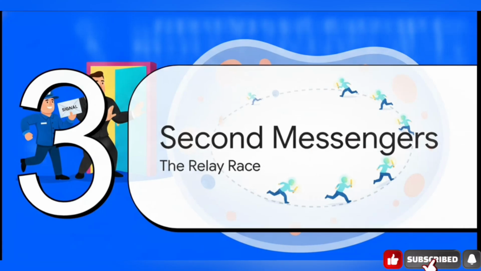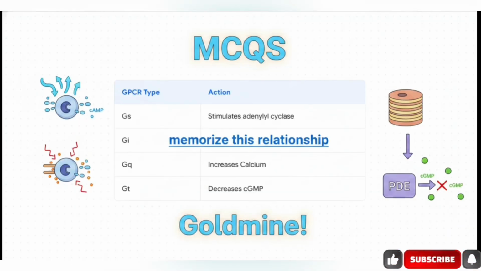Okay, Section 3, Second Messengers in Action. The relay race begins. So the postman has knocked, the bouncer has opened the door, and the relay race inside the cytoplasm begins with different flavors of G proteins. Memorizing this relationship is an absolute goldmine for MCQs.